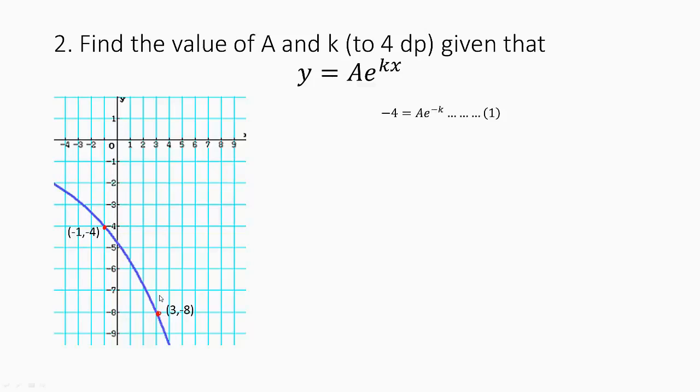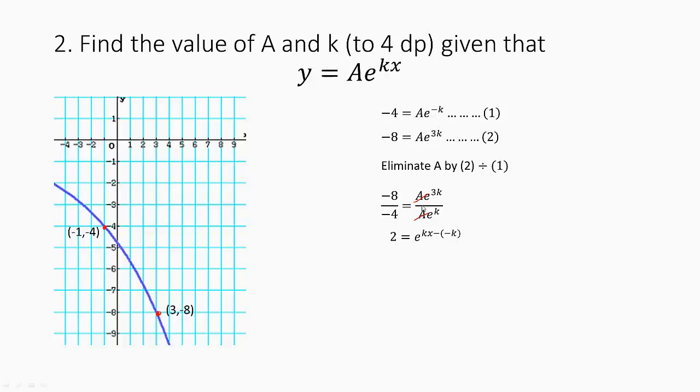So substitute those values in. When x is minus 1, y is minus 4. When x is 3, y is minus 8. Again we have 2 equations. This time I'm going to divide equation 1 by equation 2. Why do I do that? You remember with powers, when you divide, the a's cancel out, and e to the 3, when you divide that's the same as subtract the powers.